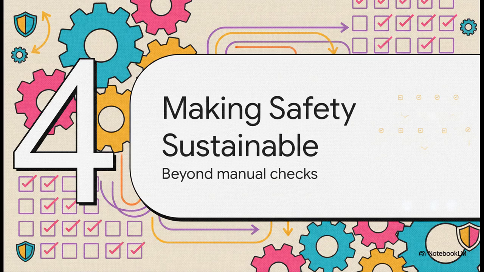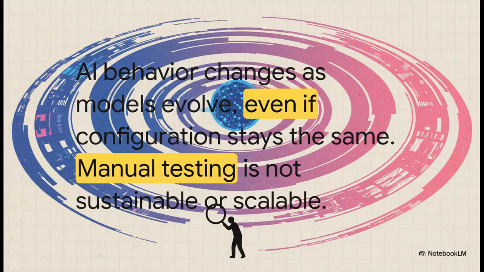So, you've run through all 3 layers of tests. You're all set, right? Well, not so fast. The real challenge is making this a sustainable practice. So let's talk about how to move beyond just manual checks. This is a really critical point. An AI's behavior can change over time even if you don't change a single line of its configuration. That's because the underlying models are always being updated. And because of that, just doing manual spot checks here and there, it's just not enough.